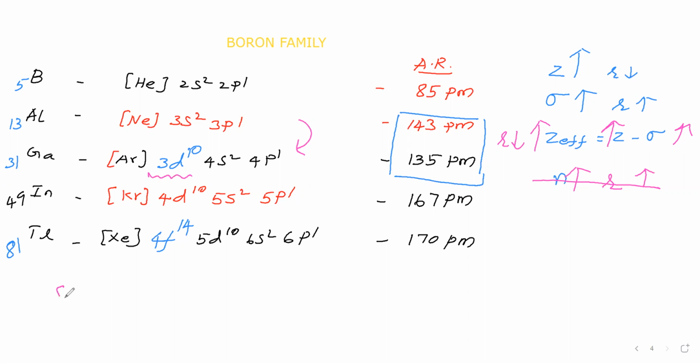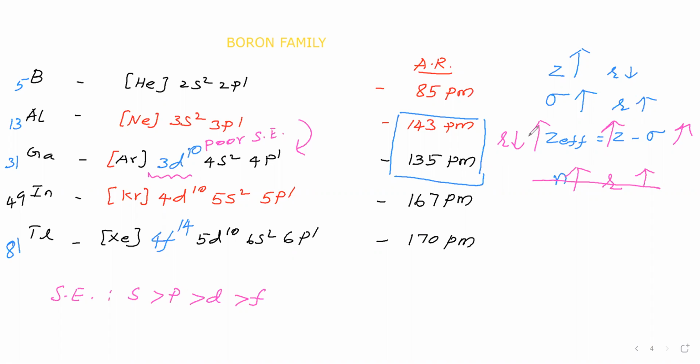What is the order of screening effect? Screening effect order is S is greater than P, P is greater than D, D is greater than F. So D is showing poor screening effect. Therefore, increase in screening constant is much less when compared to increase in nuclear charge. Because 3D10 shows poor screening effect, the increase in screening constant is not as much as the increase in nuclear charge. Therefore, radius decreases.